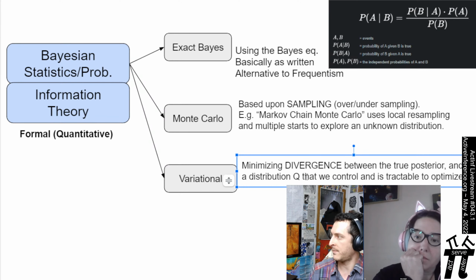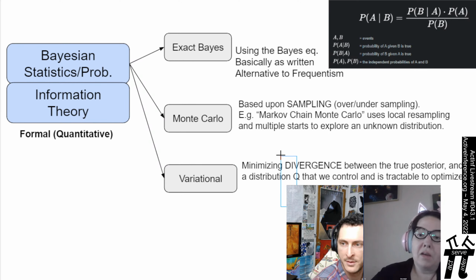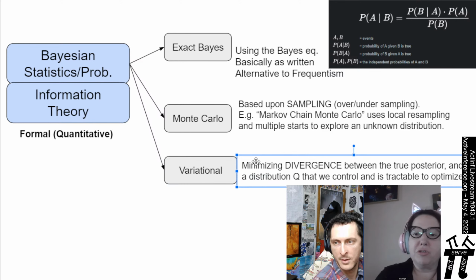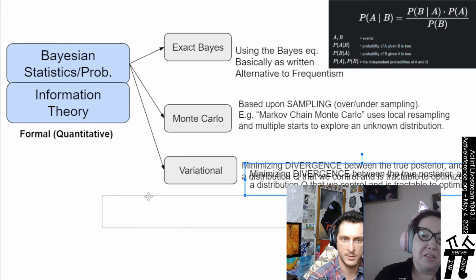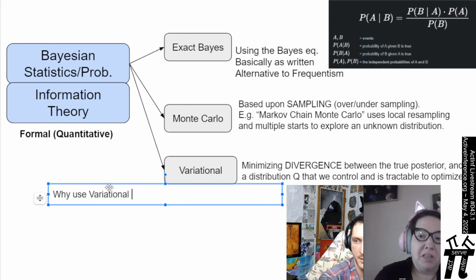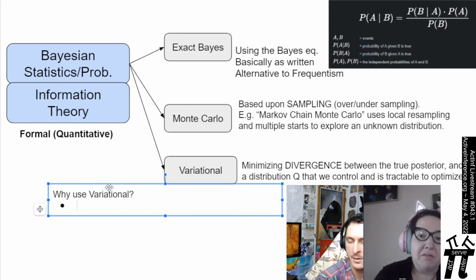What else would you add on that? I think that's it. So the true posterior and the distribution that is tractable and that we can optimize over. Yeah, that's it.